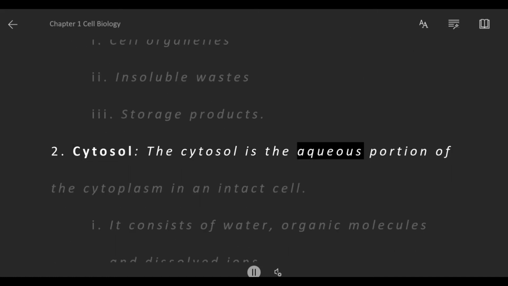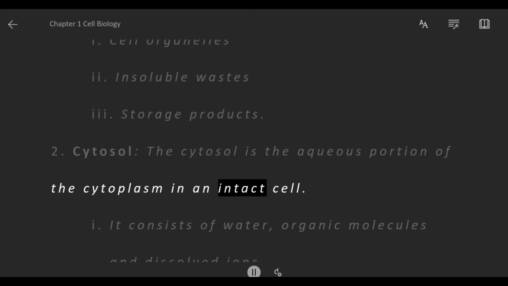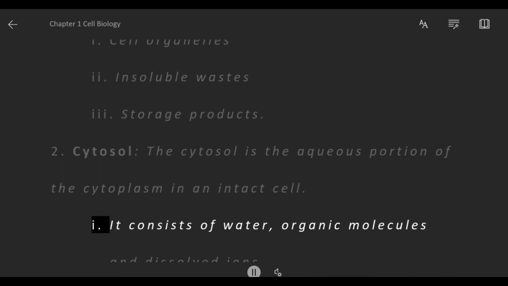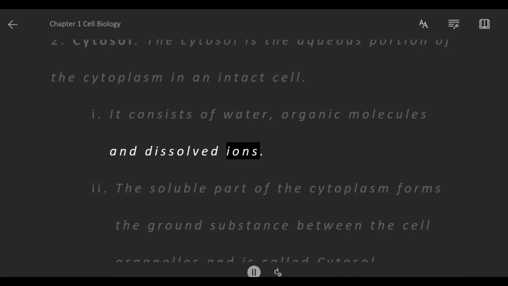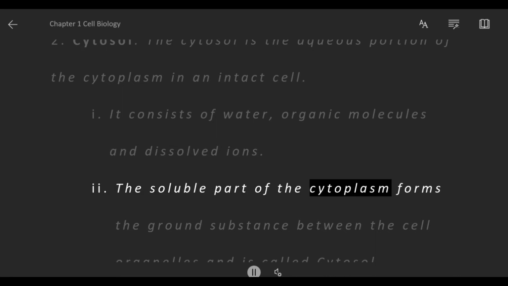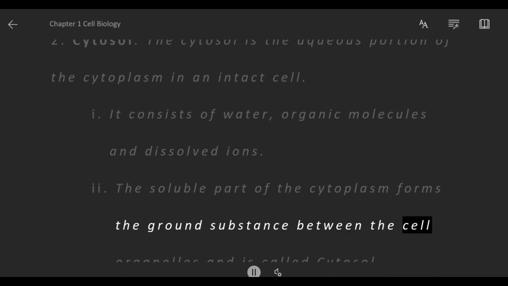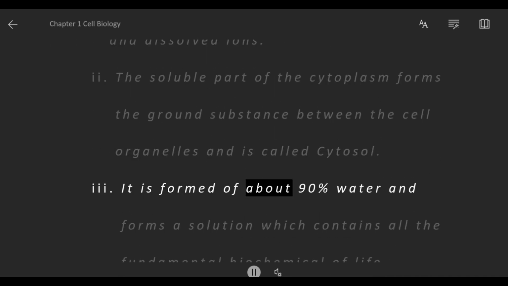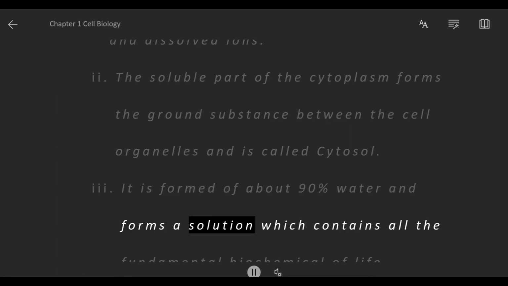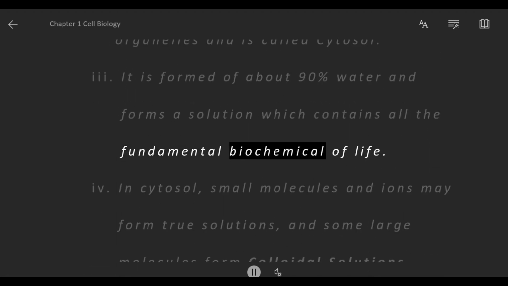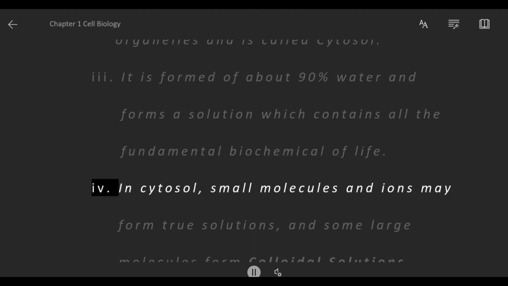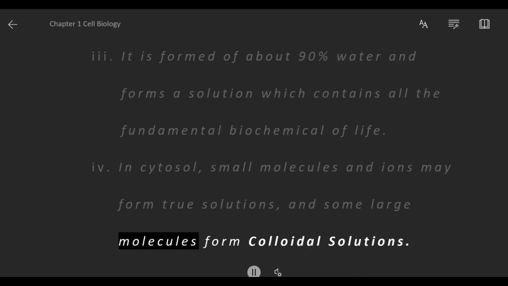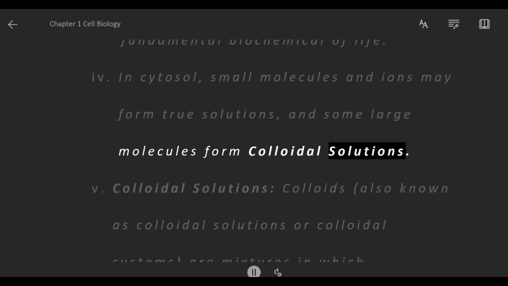The cytosol is the aqueous portion of the cytoplasm in an intact cell. 1. It consists of water, organic molecules and dissolved ions. 2. The soluble part of the cytoplasm forms the ground substance between the cell organelles and is called cytosol. 3. It is formed of about 90% water and forms a solution which contains all the fundamental biochemicals of life. 4. In cytosol, small molecules and ions may form true solutions, and some large molecules form colloidal solutions.